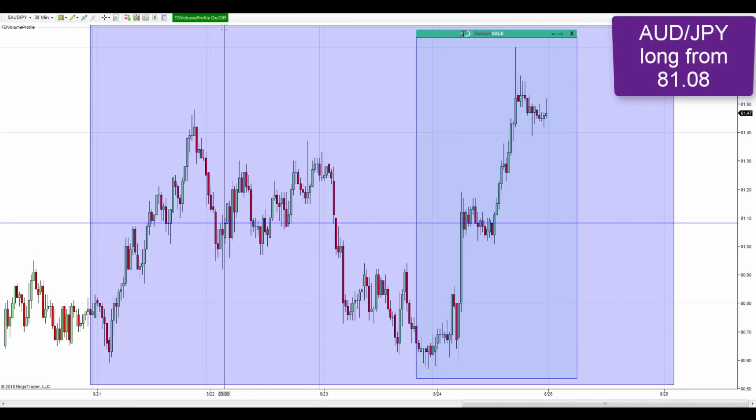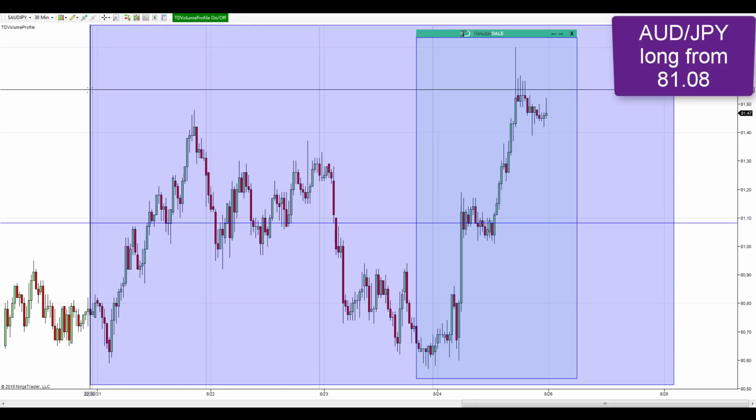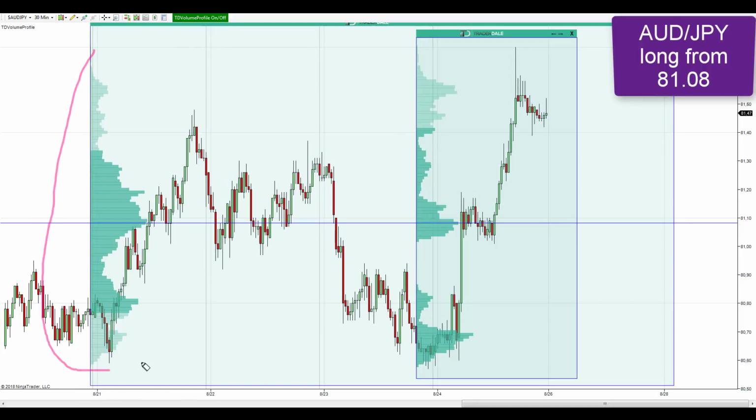Let me just draw the profile for the whole week. Alright, here it is. This is the profile of the whole week, and you can see that the heaviest volumes of this week, the point of control of the whole week, is right there at our long level. This is another confirmation of the long level we have. So I think that this is definitely a strong level to go long from.